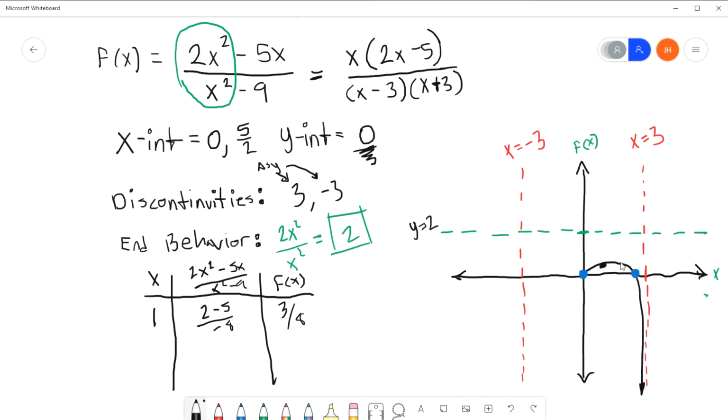Why am I going down? It's because I was already going down, right? So I know that my graph isn't going to randomly change direction unless there was some reason. For example, if this was a multiplicity 2, a 0 of multiplicity 2. But it's not, so it goes down.